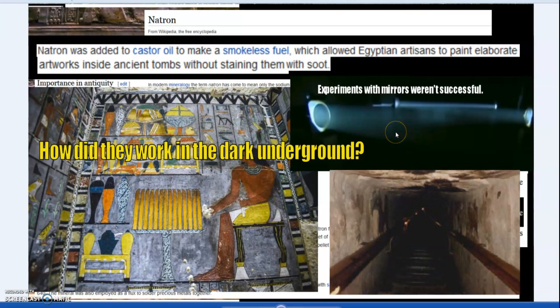One of the main ideas was that they were using mirrors and reflecting sunlight from outside, which is very tricky. You have to keep it very well adjusted, but it's not very successful. But by mixing natron in castor oil, you have a smokeless fuel. This way you do not smoke out your area where you're working, and you don't stain the roof either.